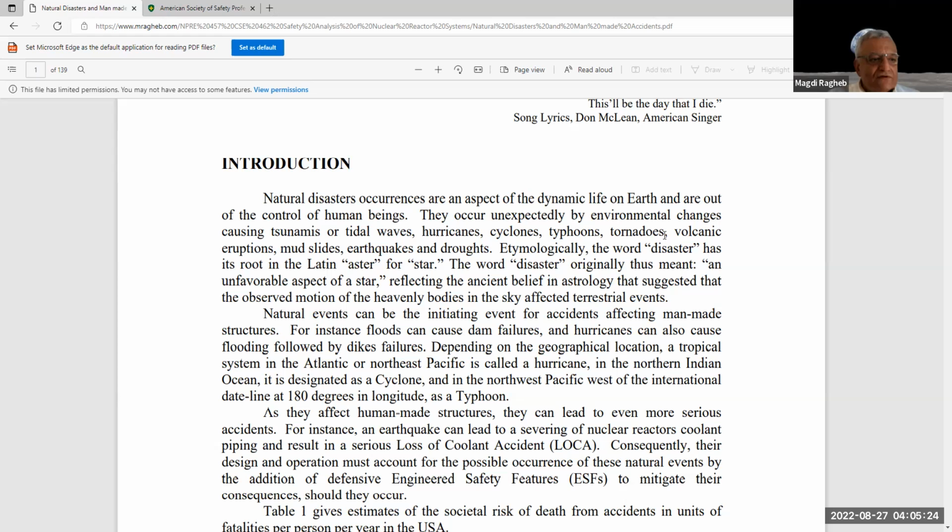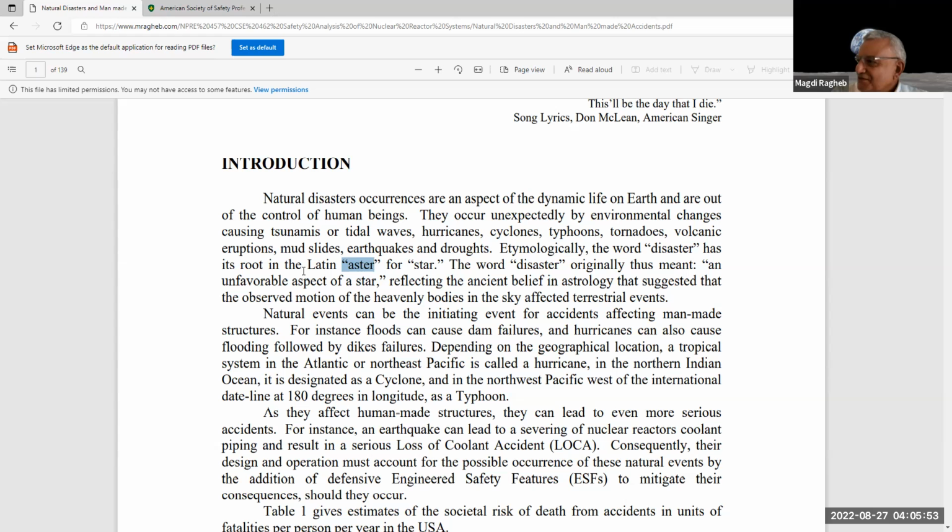The word disaster has an etymology. What's the etymology? It's the origin of the name. It comes from the Latin aster. Aster basically means star. And another name that comes from aster or star is asteroids. So in that case, the word disaster originally means an unfavorable aspect of a star.